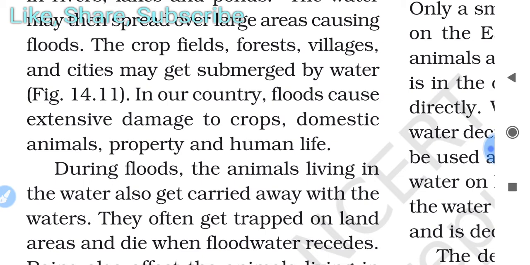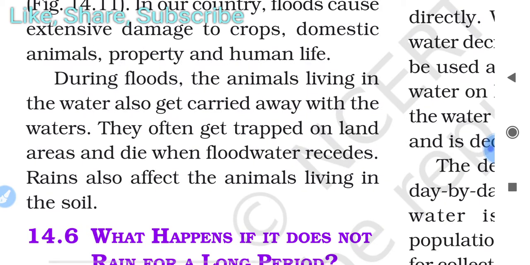In our country, floods cause extensive damage to crops, domestic animals, property and human life. You are also aware of it. If you see any news channel nowadays, you can easily see many flood news, where many floods are caused by heavy rains. During floods, the animals living in the water also get carried away with the waters. They often get trapped on land areas and die when flood water recedes. Rains also affect the animals living in the soil.